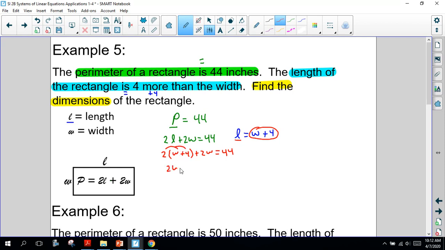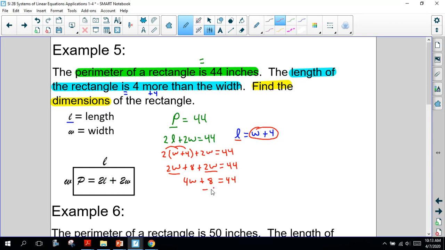So I've got 2W plus 8 plus 2W comes down. That's equal to 44. Simplifying, I've got 2W here, I've got 2W here. They're already on the same side of the equal sign, so we just combine those and we get 4W plus 8 comes down, and the equals 44 also comes down.